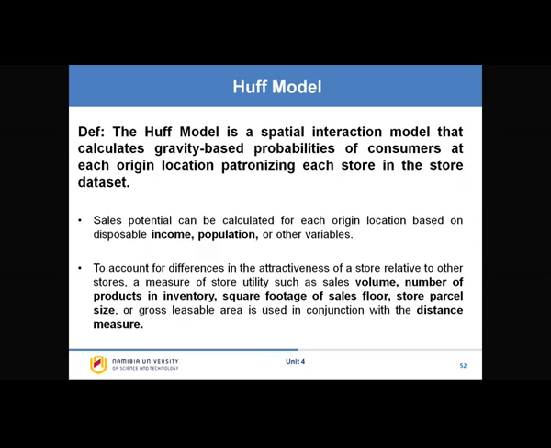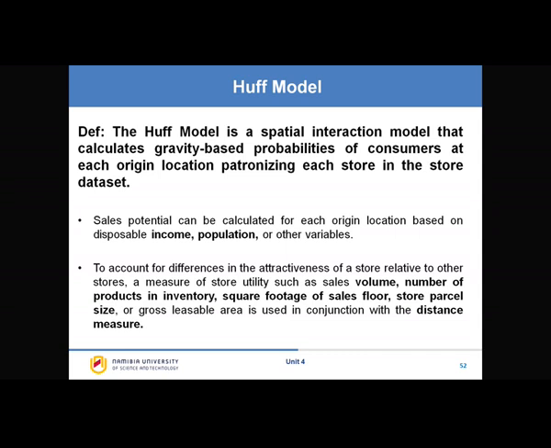So the Huff model is a gravity model. By definition, it is a spatial interaction model that calculates the gravity-based probabilities of consumers at each origin location patronizing each store in the store data set. So basically, it's a model which includes the distance between the potential customers and the stores, and the number of stores and the level of competition of the stores are linked to the attractiveness and the distance.